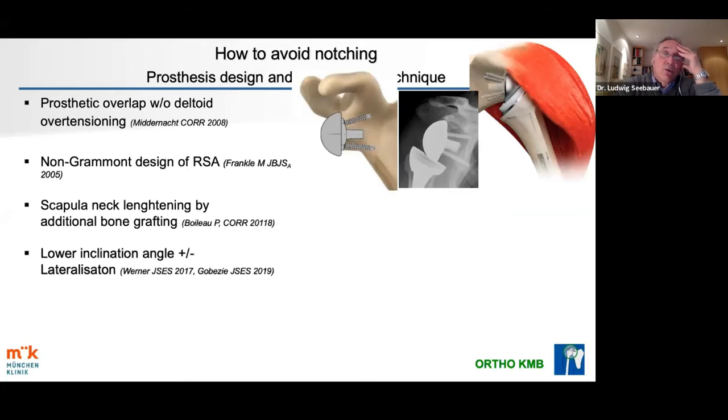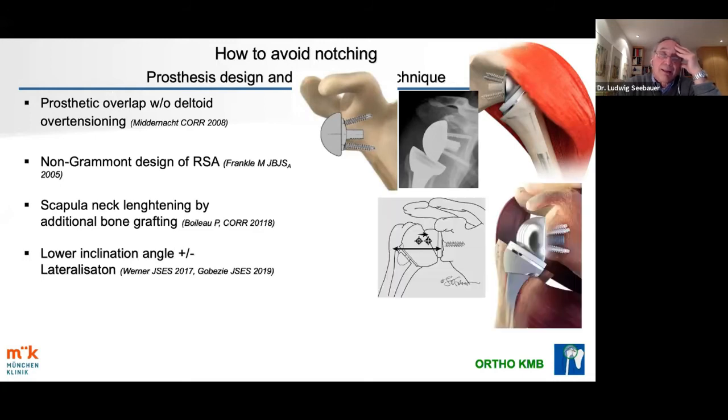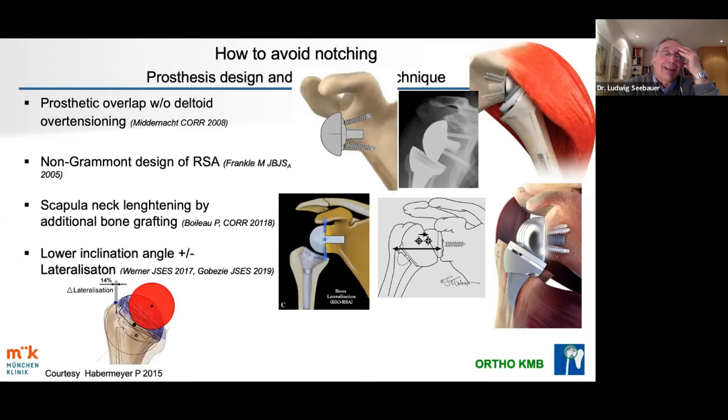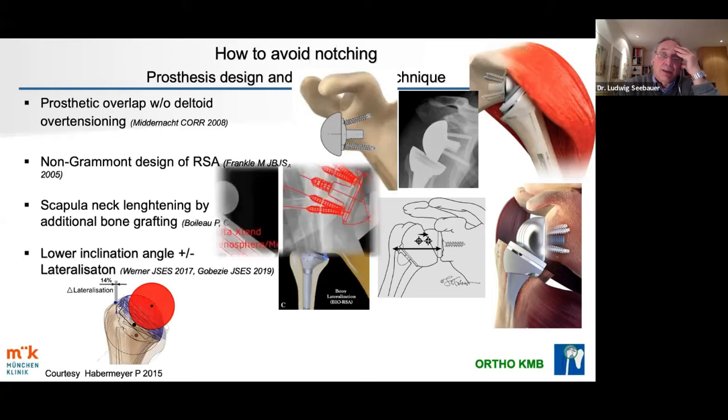The prosthetic overlap, some inferior tilting is critical. Then you can use non-Grammont designs of reverse arthroplasty with a lateralized glenosphere. You can do a scapular neck lengthening by a bone graft. Pascal described that first in 2011. Or you can now do a lower inclination angle and lateralize your arthroplasty.